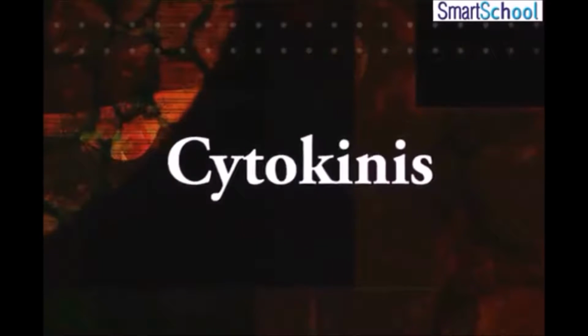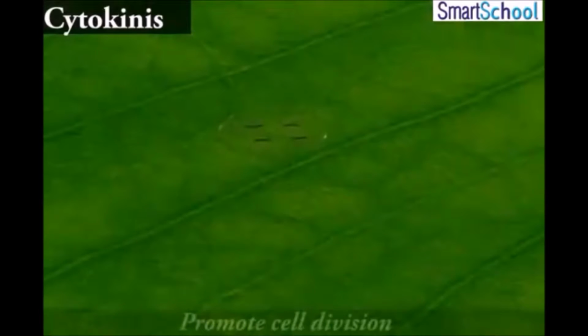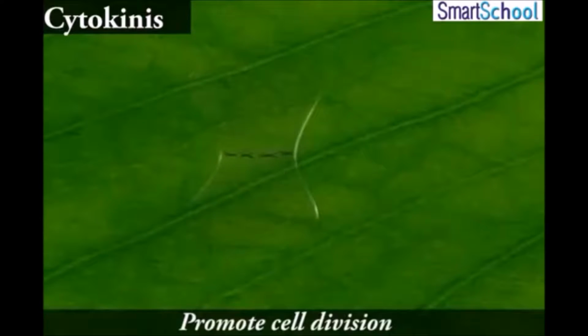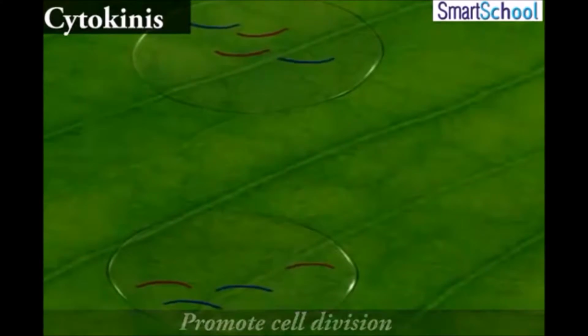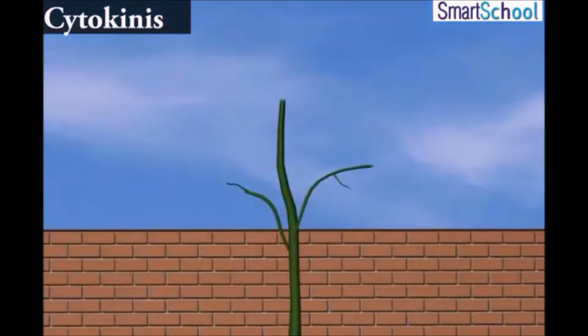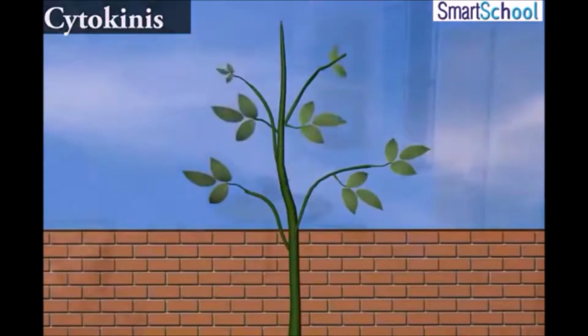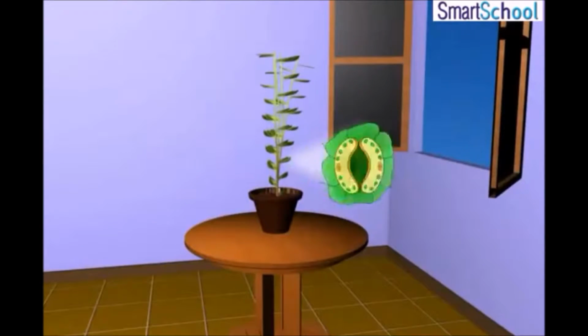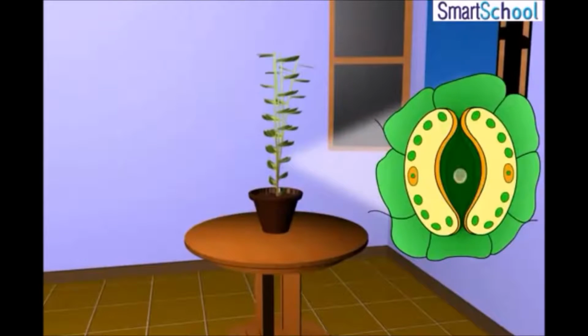Cytokinins. These promote cell division and occur in greater concentration in areas of rapid cell division, such as in fruits and seeds. They help in breaking the dormancy in seeds and buds. These delay the aging in leaves and also promote the opening of stomata.